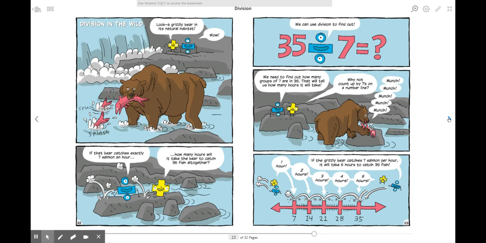Why not count up by 7s on a number line? 1 hour, 7. 2 hours, 14. 3 hours, 21. 4 hours, 28. 5 hours, 35. If the grizzly bear catches 7 salmon per hour, it will take 5 hours to catch 35 fish.